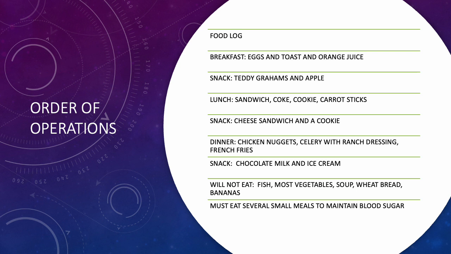He's your typical 7-year-old in that he does not particularly want to eat unprocessed food, so he's eating French fries and chicken nuggets, but they've made a nod towards vegetables with celery. He has a nighttime snack of chocolate milk and ice cream. Again, not our best choice for dental health. Mom wants us to know that he will not eat fish, most vegetables, soup, wheat bread, or bananas, and he must eat several small meals to maintain blood sugar.